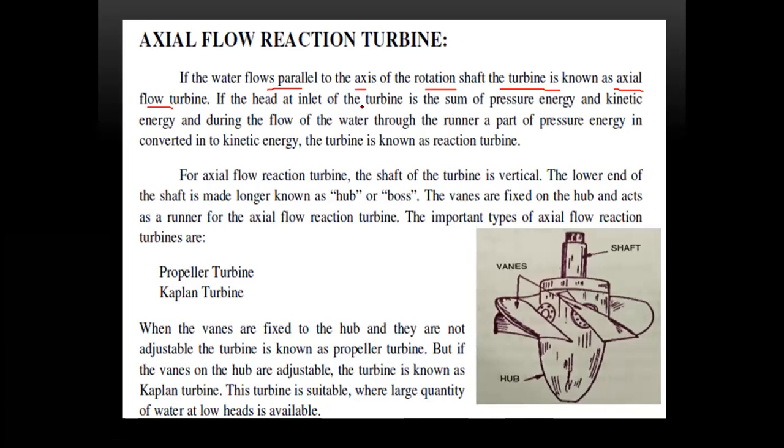If the head at the inlet of the turbine is the sum of the pressure energy plus kinetic energy, and during the flow of the water through the runner a part of the pressure energy is converted into kinetic energy, the turbine is known as reaction turbine. For the axial flow reaction turbine, the shaft of the turbine is vertical.